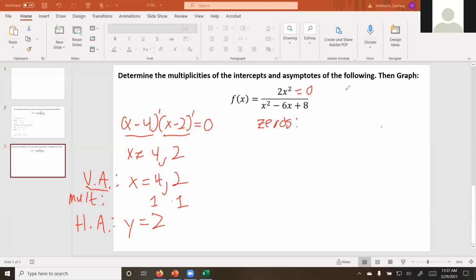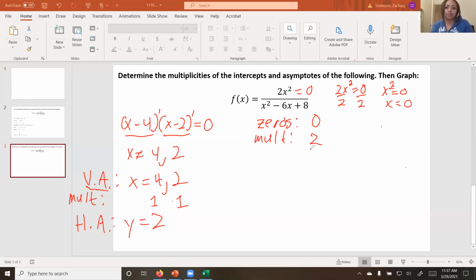So in this case, 2x squared is equal to 0. I divide both sides by 2, and so I take the square root of both sides. X is 0. So one of my zeros is 0. What is the multiplicity of that 0? 2. What does that mean? A bounce, a wiggle, or a cross? Bounce. Great.